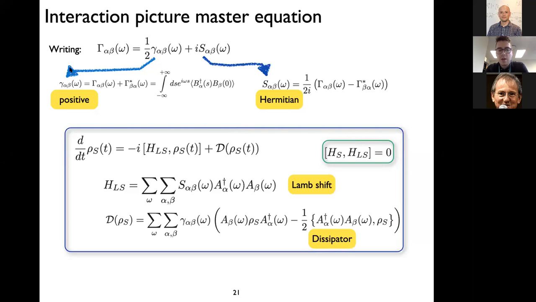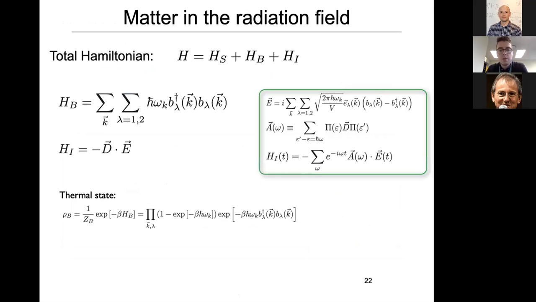So you can see that in this microscopic derivation, the fact that we can prove that these gammas are positive and that these S coefficients are Hermitian tells us that we've obtained a master equation in GKSL form. And based on the association of the GKSL form of the master equation to the dynamical semigroup, this implies that the dynamics we can obtain from this master equation describes a quantum Markov process. Okay, so I think this is basically where we finished up last time.